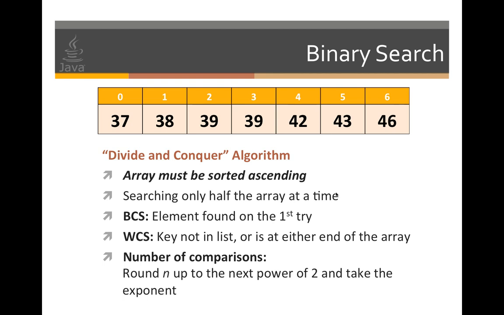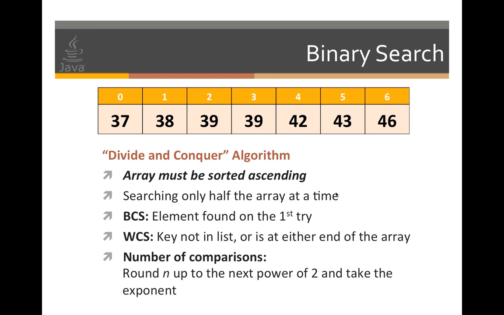The best case scenario in this search is that the element's found on the first try. It's sitting exactly in the middle of the array. Worst case scenario is that the search term is not in the list, or it is at the end of the array, and that way it would take the most number of comparisons in order to get there.